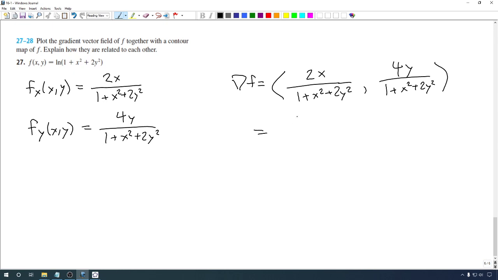Or if you prefer, we could actually pull out anything that we can. We can pull out the denominator. We can even pull out a 2. Say 2 over 1 plus x squared plus 2y squared times the vector where what we haven't pulled out of here was x, and what we didn't pull out of here was 2y.